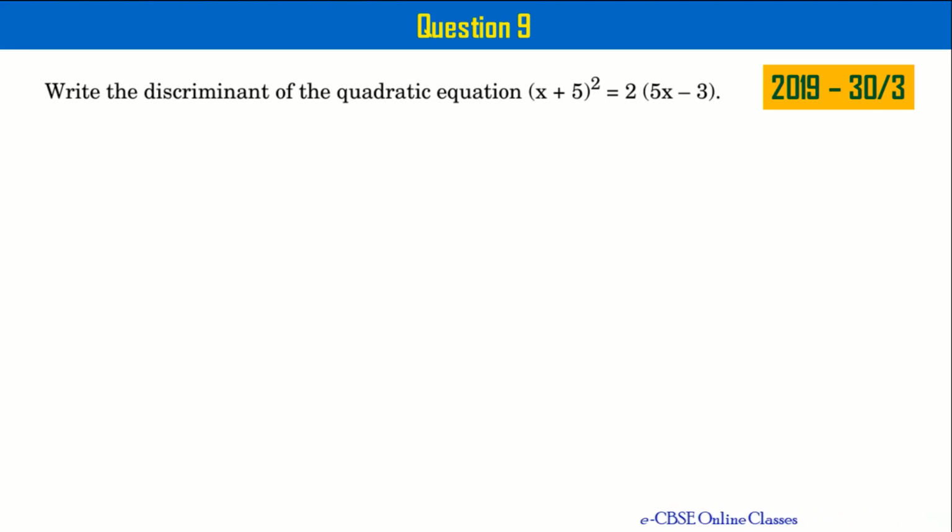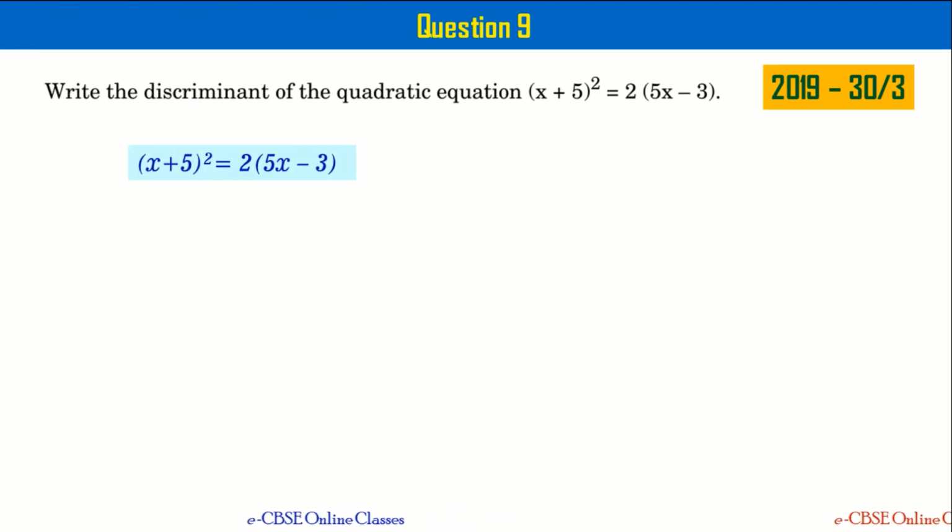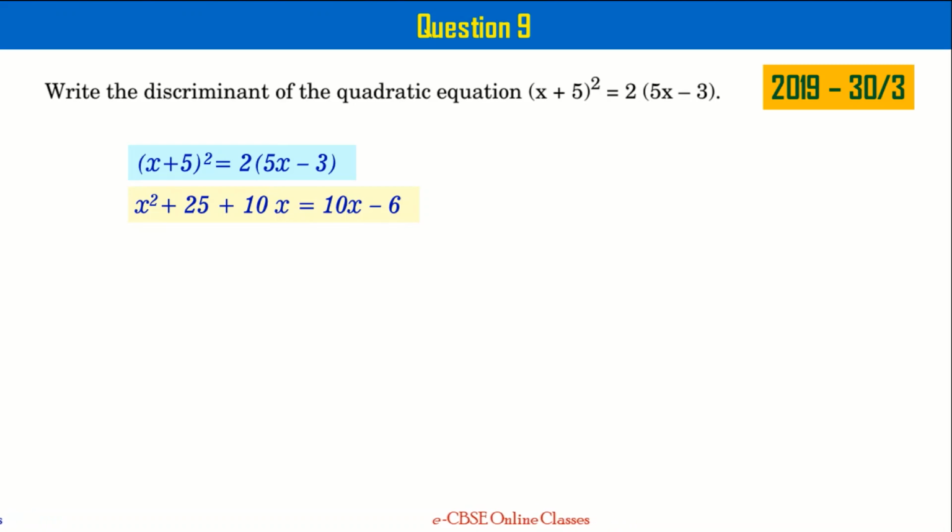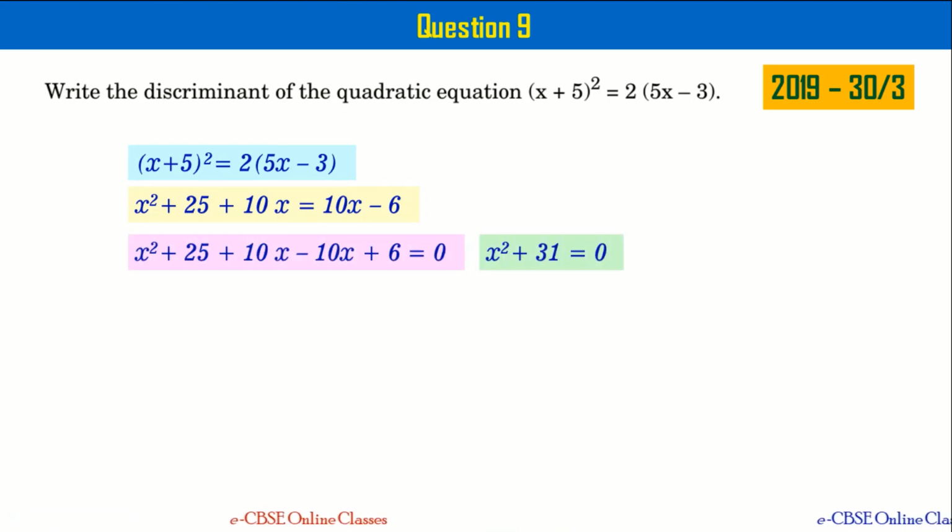Let's try to simplify this equation. X plus 5 whole square you expand using a plus b whole square equal to a square plus b square plus 2ab formula. And when you expand and simplify it, you can write it as shown here. And you further simplify it such that you get x square plus 31 equal to 0 as the quadratic equation representing the given equation.